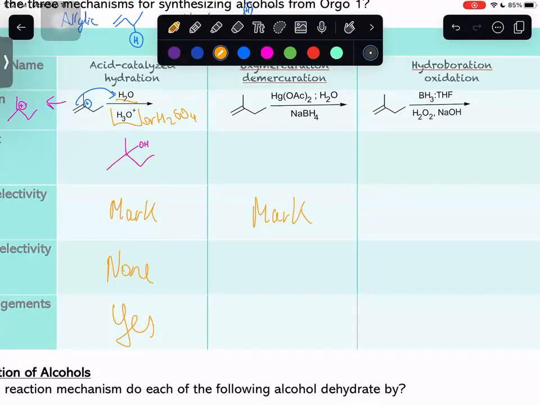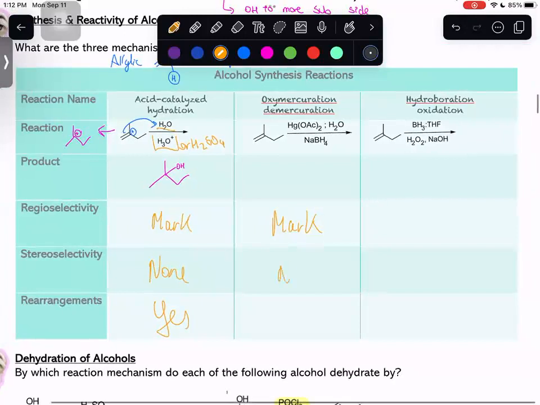What about stereoselectivity? Do we have any? In this case, it actually doesn't matter. It doesn't have a preference either. Now, in this reaction, could we do any rearrangements?